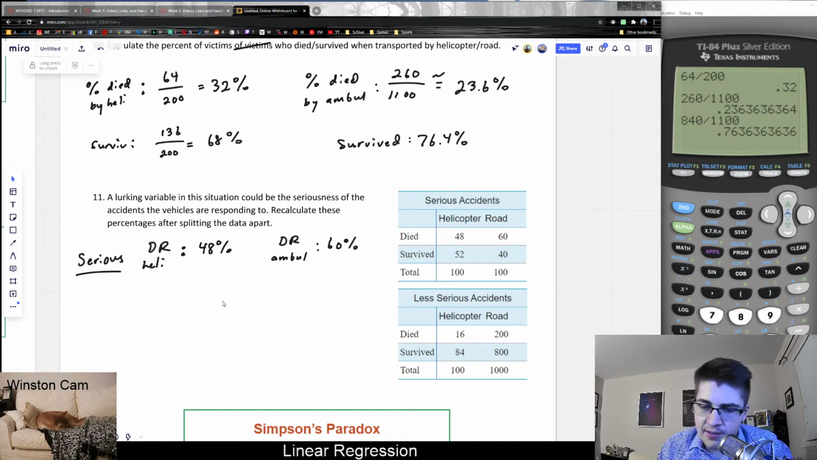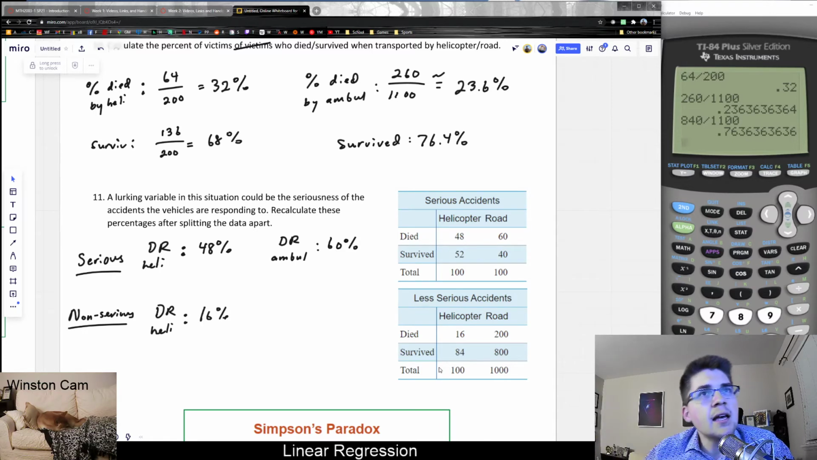Now, what about non-serious accidents? Again, death rate for the helicopter, only 16 out of 100 died. So 16% died on their way to the hospital for less serious accidents in the helicopter, not as bad. And if we look at the road accidents, it was 200 out of 1,000, which would be 20%. So the death rate of the ambulance was 20%. And notice it's higher yet again.